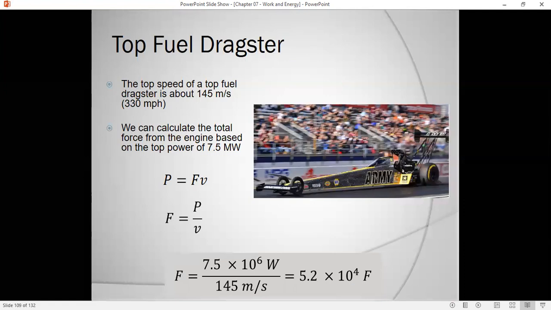So again, here's our equation. Power equals force times velocity. So our force is power divided by velocity. At their peak power, traveling at their peak speed, they generate 52,000 newtons of force to push them forward against the drag force of the air.